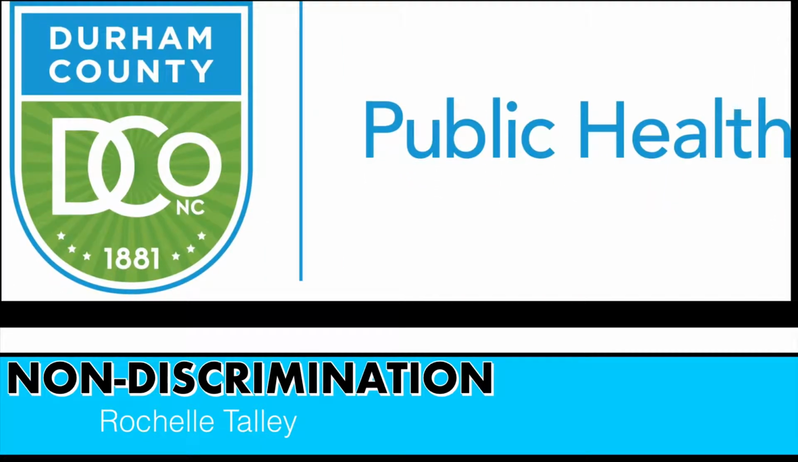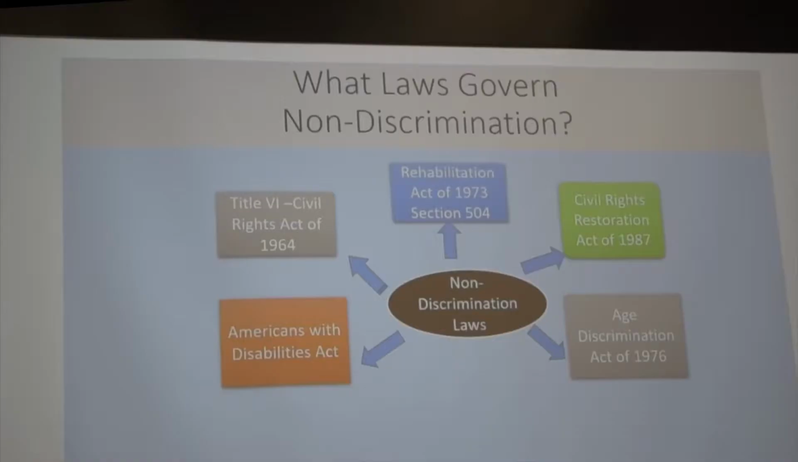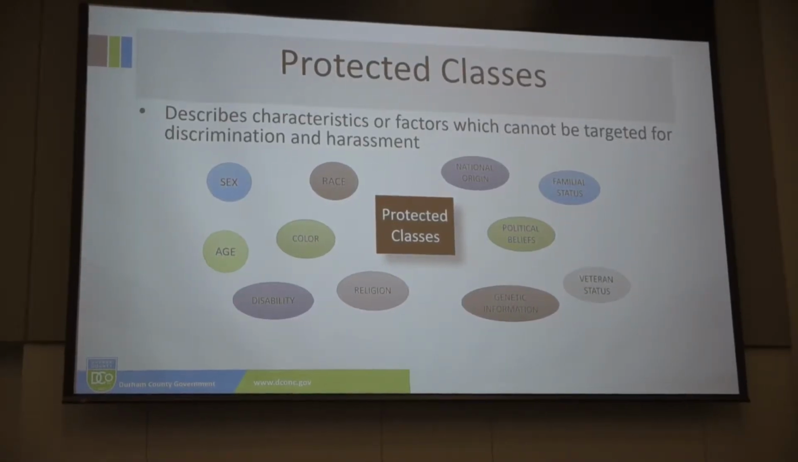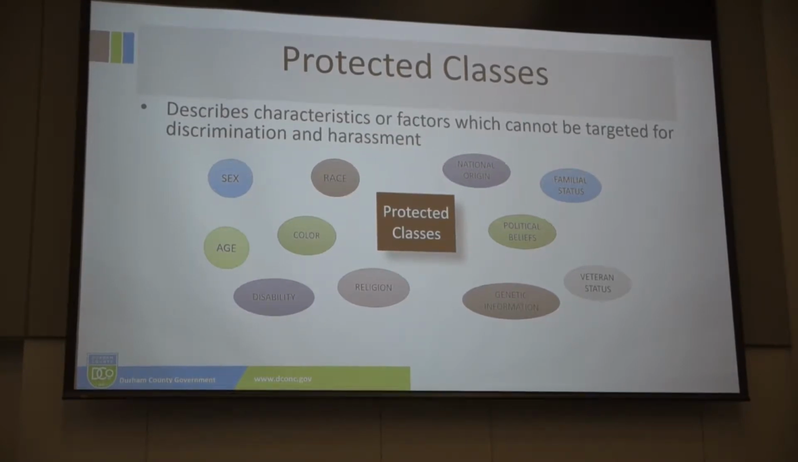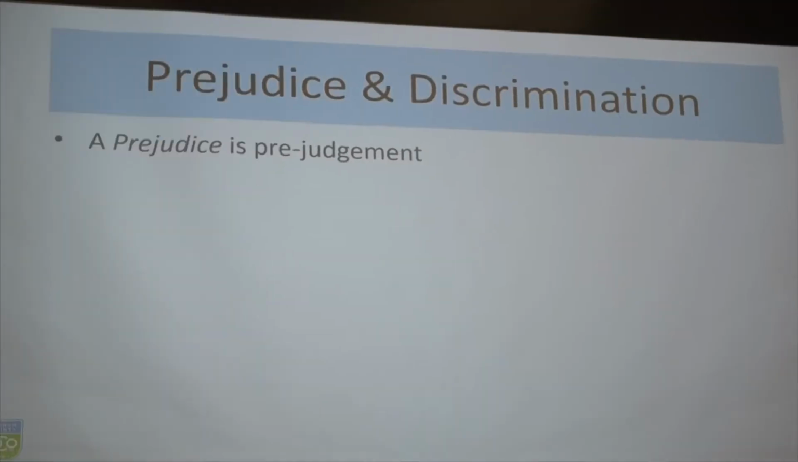Are the laws that govern non-discrimination. It starts with the Title VI Civil Rights Act in '64, and you can see there's 4 or 5 different laws that also apply. So all these talk about protected class. Protected class just describes characteristics which can't be targeted for harassment or discrimination, and you can see here it can be political beliefs, veteran status, religion, color, age, sex. There's many things under protected classes.